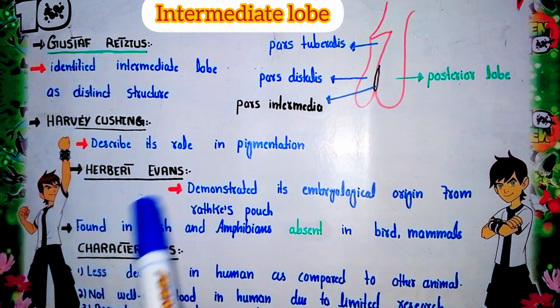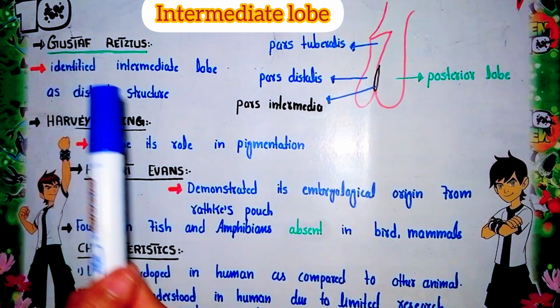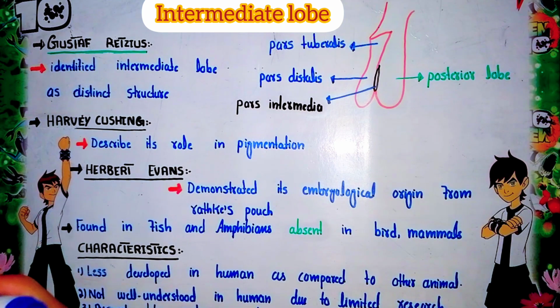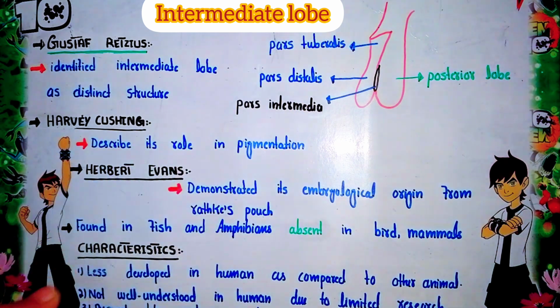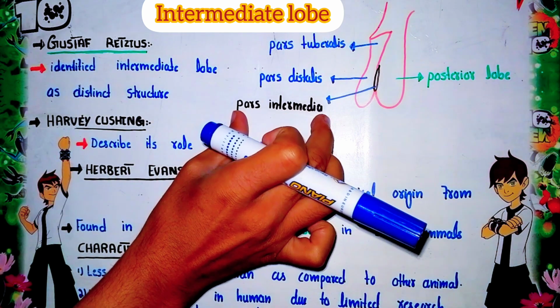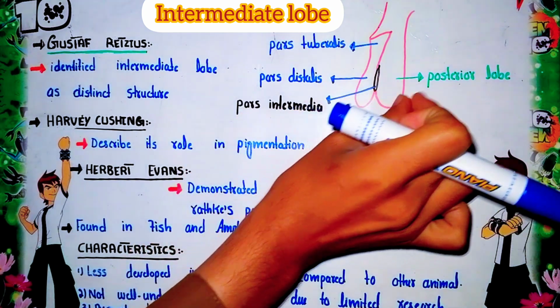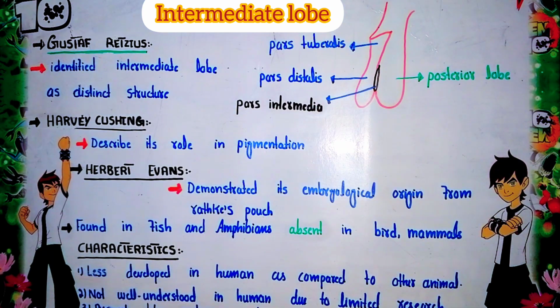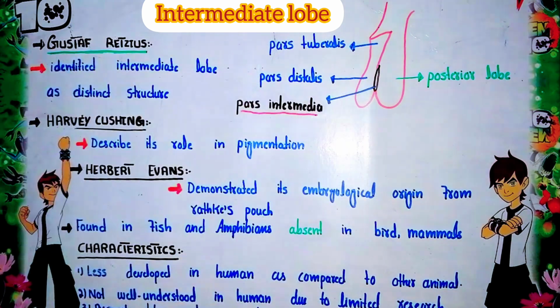Now this pars tuberalis is the part of the anterior lobe that mainly surrounds the infundibulum, or you can say the stalk of the pituitary gland. While pars distalis is actually the body of the anterior lobe of the pituitary gland. While pars intermedia is basically the part of the anterior lobe that is connected with the posterior lobe. Now this pars intermedia is actually the intermediate lobe of the pituitary gland.